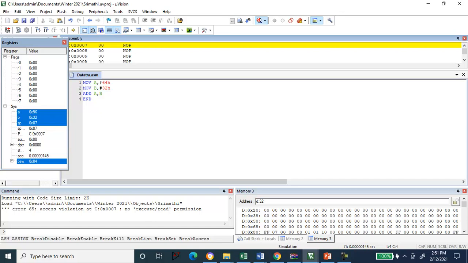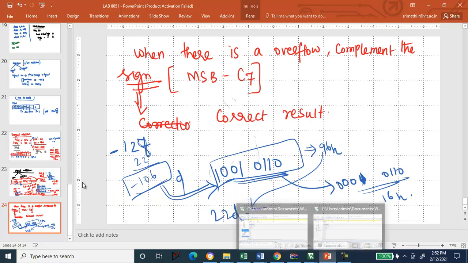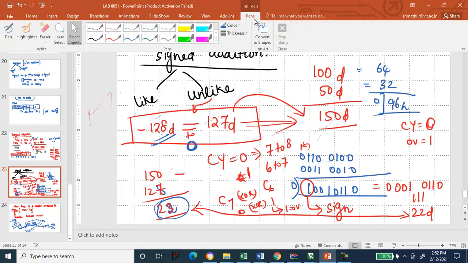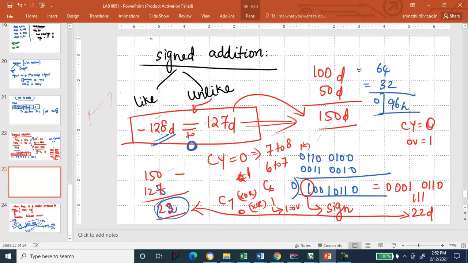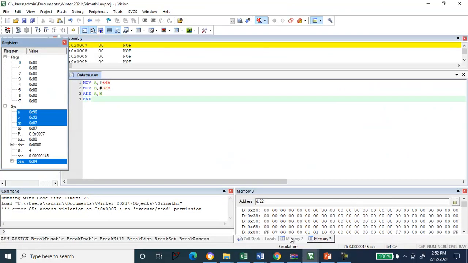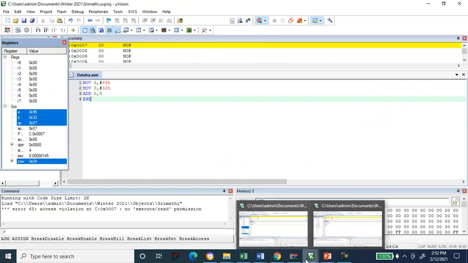And PSW is showing to be 04. Let us check your PSW. There is no carry, but there is an overflow, and there is no auxiliary carry, meaning from lower nibble to upper nibble, and the result is also having even number of ones. Your parity is also 0, right? Yes, 04 is your result.